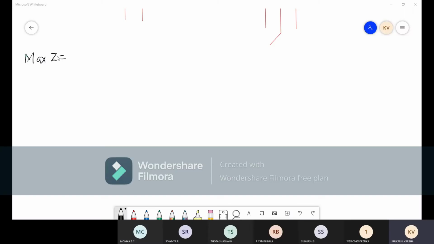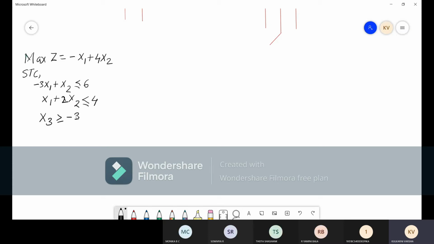Maximize z = minus x1 plus 4x2 subject to the constraints. First constraint is minus 3x1 plus x2. Yeah, so this is the question and they asked it to solve by.